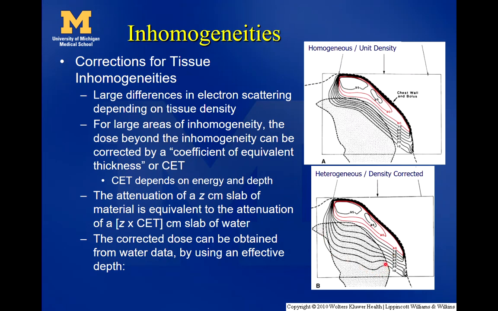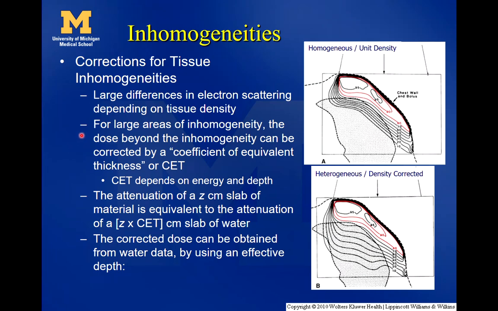So maybe what we weren't seeing for so many years, we might have thought that the 10% isodose line was penetrating to here, when really it was penetrating much deeper inside the lung than we thought it was. And this is largely due to difference in density of the material causing different amounts of electron scattering.